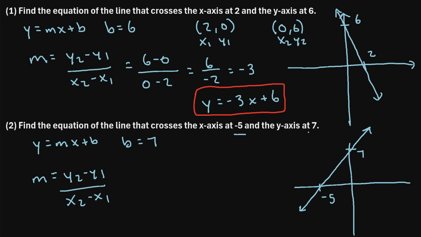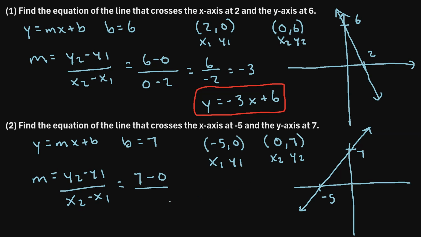So let's rewrite these values with coordinates. This point where it crosses the x-axis at negative 5 has the coordinates (-5, 0). And similarly, where it crosses the y-axis at 7, those coordinates would be (0, 7). So again, we can use this point as x1 and y1, and this point as x2 and y2, and just plug them into the slope formula. So we get y2 minus y1, so 7 minus 0, over x2 minus x1, so 0 minus a negative 5.